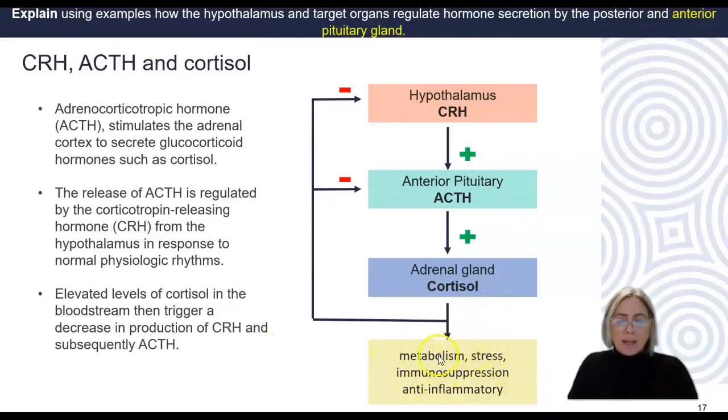It has metabolic effects. It will cause a suppression of the immune system at high levels and also has an anti-inflammatory effect. But for the purpose here, once cortisol levels start to build up in the bloodstream, that then triggers a decrease in the production and secretion of CRH and subsequently ACTH by the anterior pituitary. And again, the whole net effect of this is to keep cortisol levels in the blood at normal, within the homeostatic range.